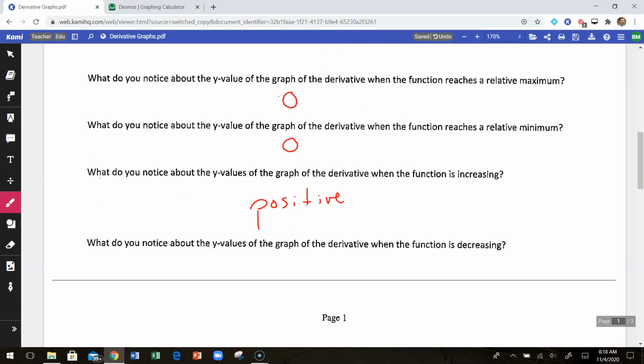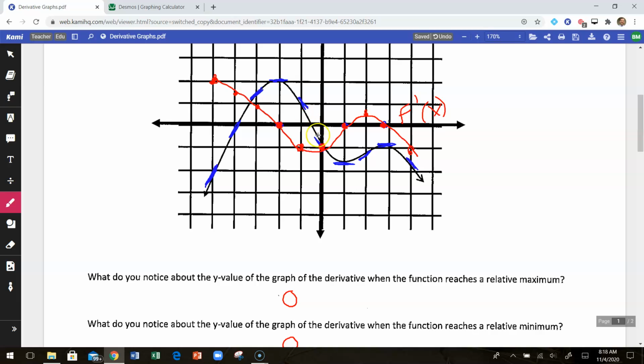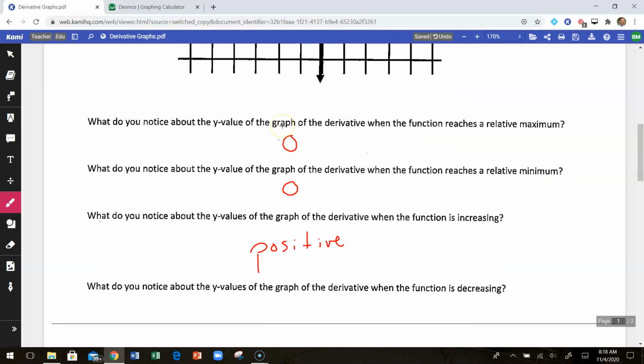What do you notice about the y values of the graph of the derivative when the function is decreasing? Well, just the opposite. If my graph is decreasing, then my tangent line slopes are negative, so the y values of my derivative should be negative values.